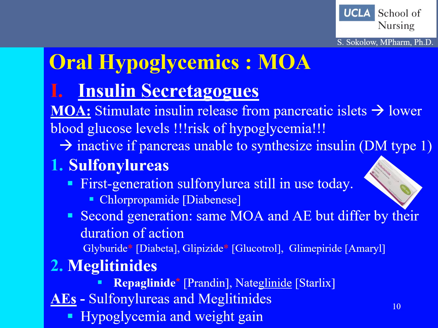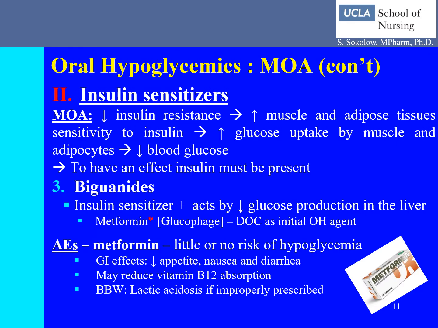Now you have the meglitinides, repaglinide, nateglinide, so you see they have the same ending. Adverse effects, they have the same adverse effect. They can cause hypoglycemia. And one thing that is unfortunate is weight gain, because again, you have your patients who are most likely obese and you want them to lose weight, and those two classes of drugs have a tendency to make your patient gain weight.